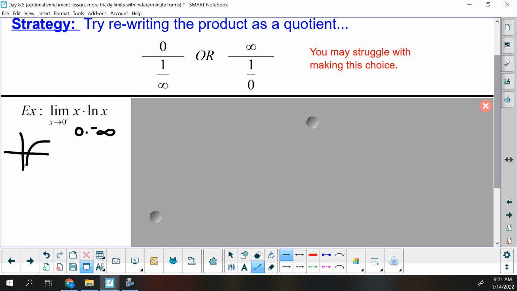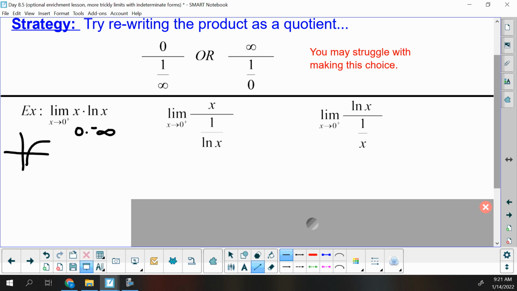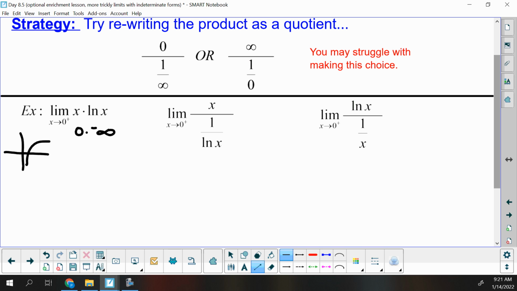So we want to rewrite this as a quotient. And we have 2 options for what we could do. We could move the natural log and make it 1 over natural log in the denominator. Or we could move the x and make it 1 over x in the denominator. And basically what we want to do is eventually get to something that we can evaluate. We could try both of these, but hopefully one of them will neaten up a little bit better.